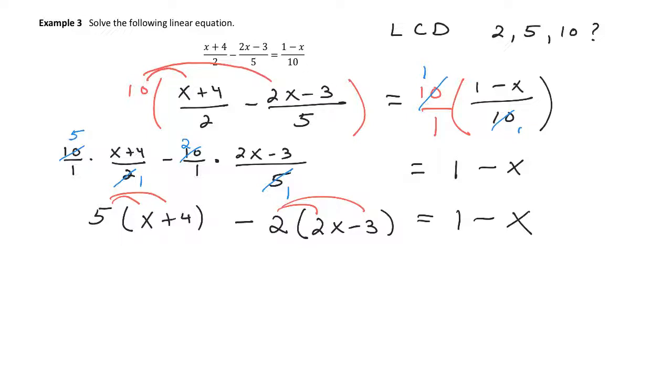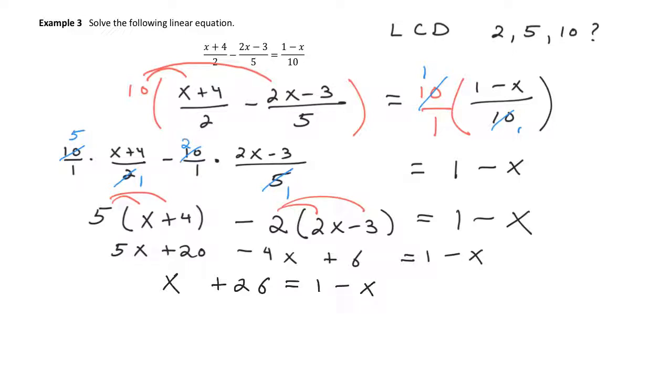So we have, let's see, 5x plus 20 minus 4x plus 6, and this is equal to 1 minus x. Okay, I think I'll simplify the left side. I have a 5x and a subtracting 4x, so that's just x. And there's 20 plus 6, so that's just plus 26, is equal to 1 minus x.